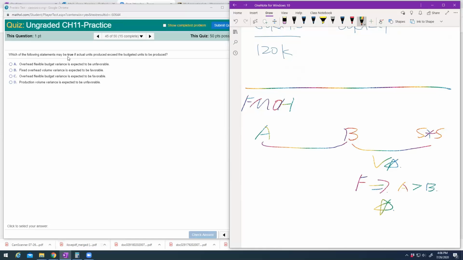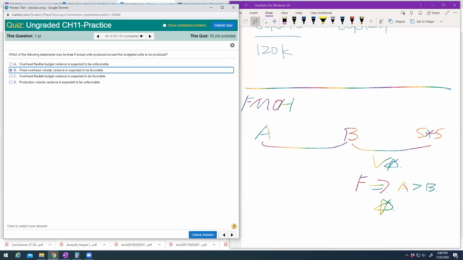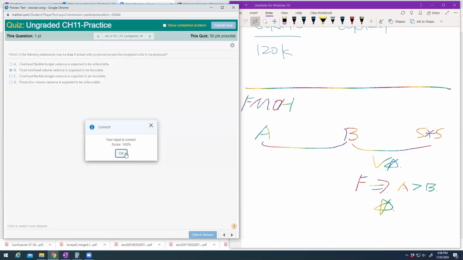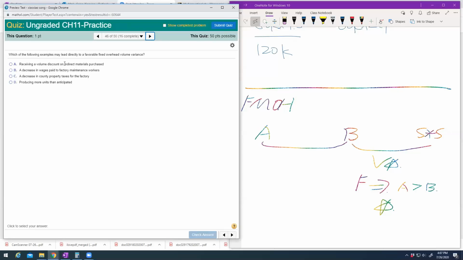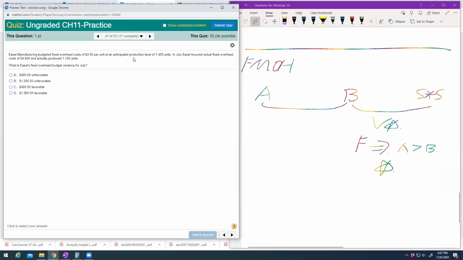Okay, which of the following is true if actual units produced are more than the budget? So you will have a favorable volume variance. Fixed overhead volume variance will be favorable. Just memorize this one if you don't understand. Next one asks which of the following will lead to an unfavorable fixed overhead volume variance if you produce more units than anticipated. Okay, so that's similar. Okay, let's look at some calculation.